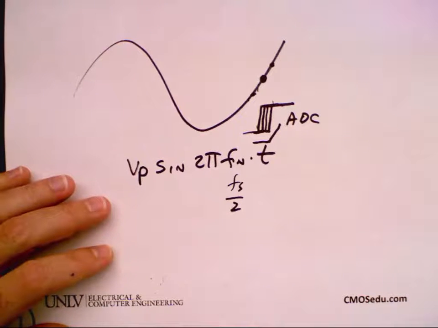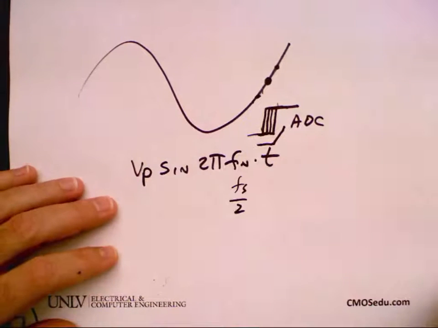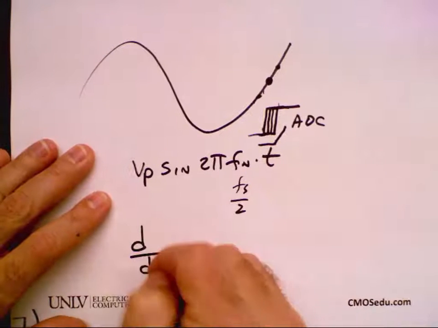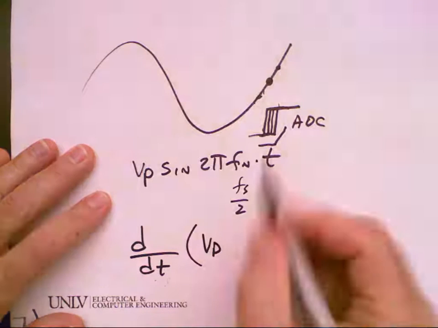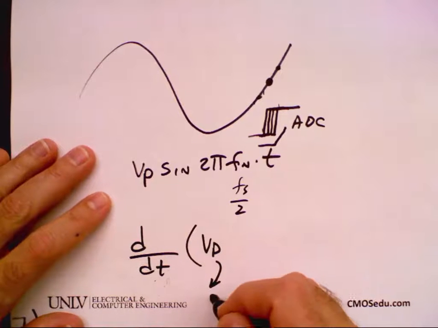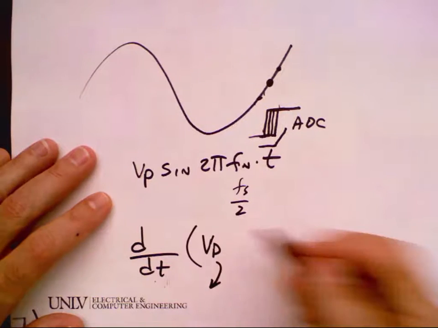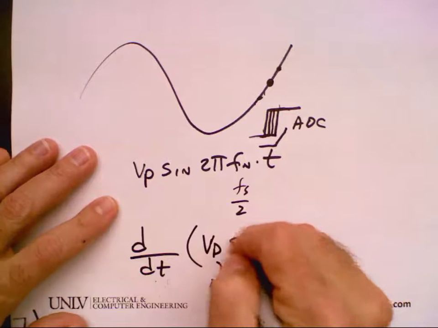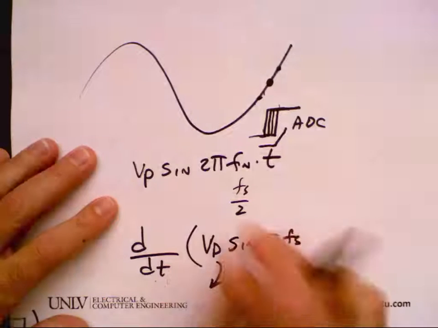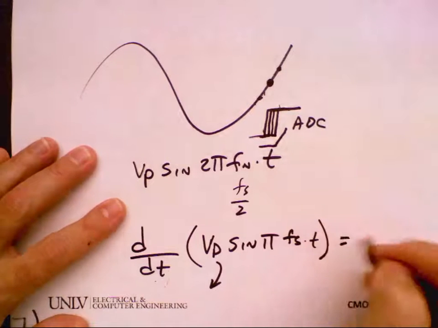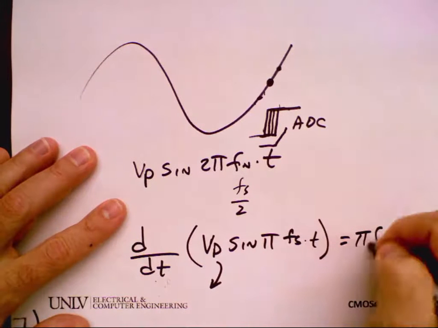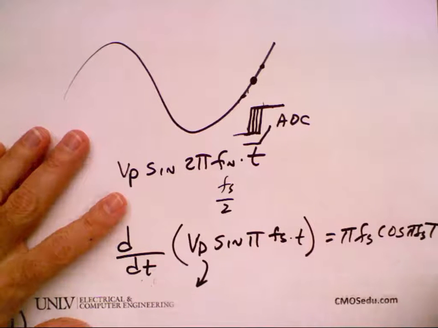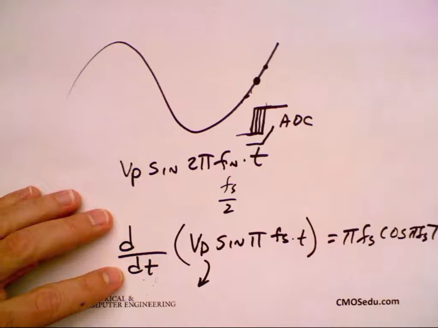Okay, so what I want to do is find the slope here by taking the derivative of this, and plugging in Fs over 2. So I get the derivative with respect to time of Vp, and this is my peak amplitude that I have coming in. The bigger, the worse this problem is, times sine of pi Fs t, so the 2's cancel, which is pi Fs cosine of pi Fs t. What's that?